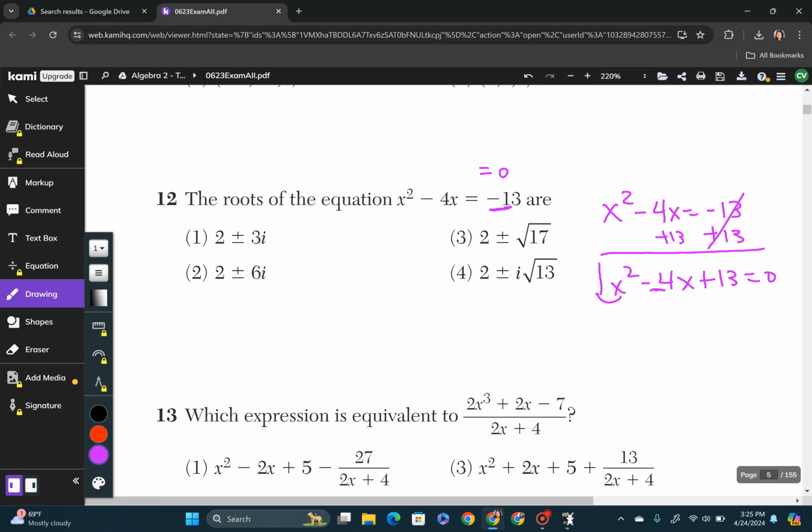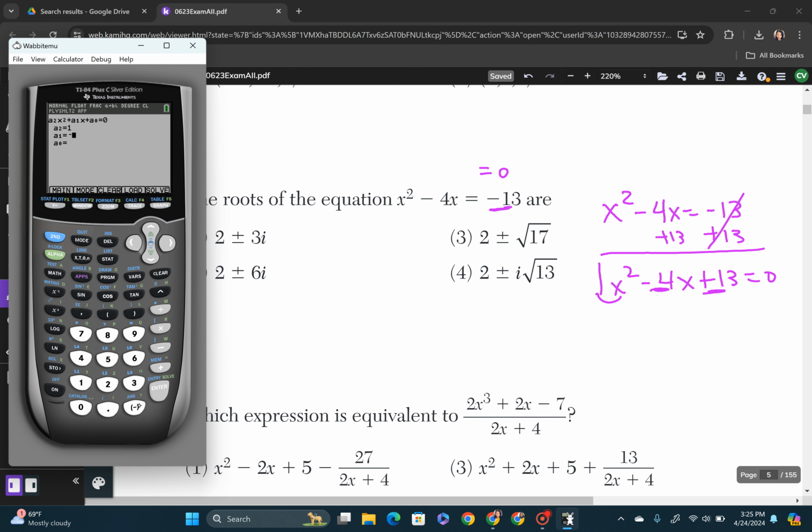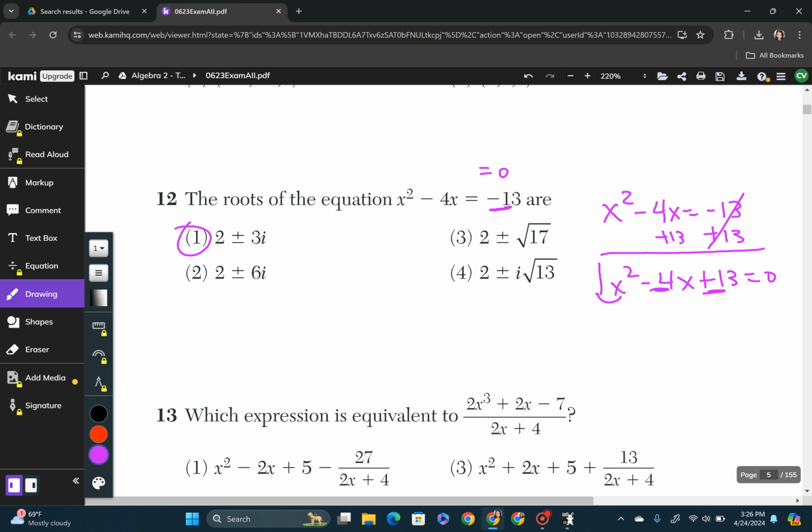So 1, enter, negative 4, cool. And then the number by itself, the constant, is 13. Okay. And then I hit solve, which is the graph button, and it gives me the answers 2 plus and minus 3i. Okay, so 2 plus or minus 3i is going to be option number 1. Okay, pretty straightforward.